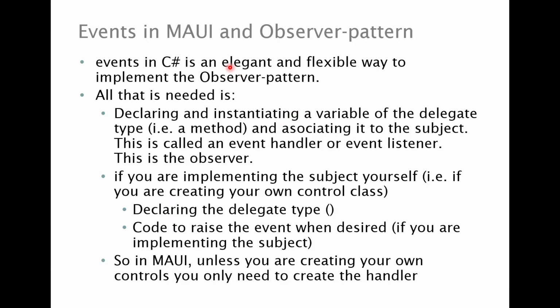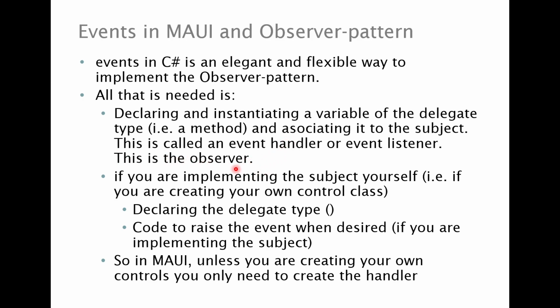Okay, so the events in C#, that's an easy and flexible way to implement the observer pattern. So let's say you have a control and you want to be notified whenever someone does something to that control. For instance, a button. You want to know whenever the user clicks the button, you want to execute some code. So what you do is you simply make a method, like you declare and instantiate a variable of the delegate type. That means you make a method, and then you have to associate it to the subject, i.e. the button. So the method is called an event handler or event listener, and it's the observer.